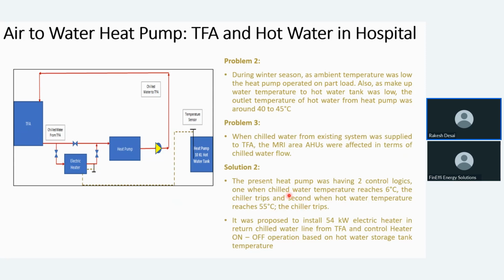So to tackle both the problems, we suggested them to put an artificial heating system on the chilled water side, which was around a 54 kW electrical heater, and control it in on-off position whenever in the extreme condition of winter. This was supposed to be used for 10 to 15 days in a year, so that we can get constant 55 degree centigrade hot water in our hot water tank, and the hot water side of the problem can be completely eliminated.